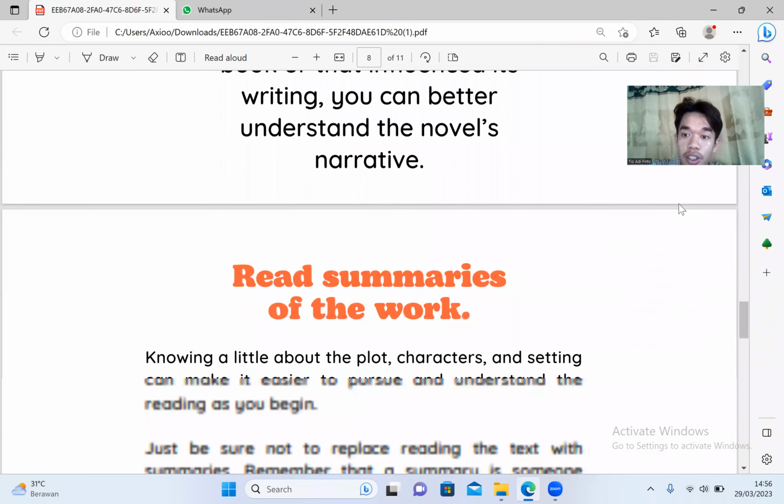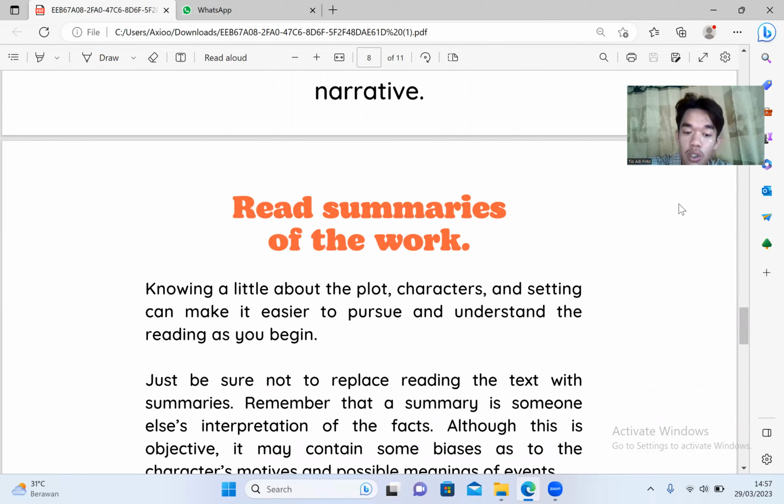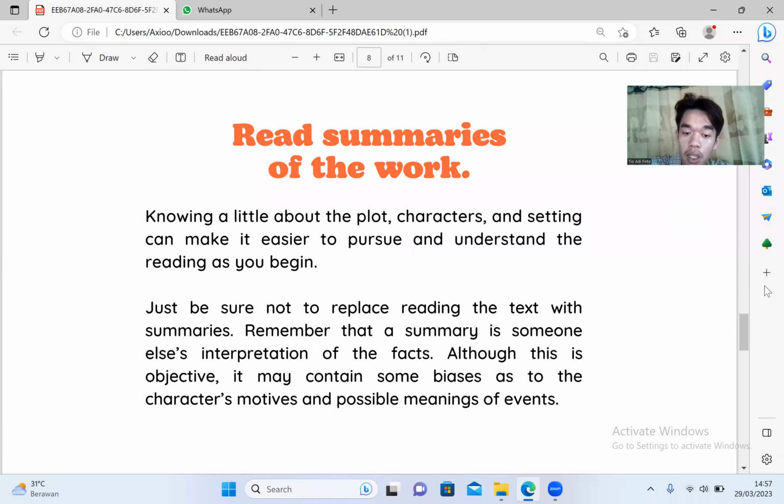And next is read the summary of the work. Knowing a little about the plot, characters, and the setting can make it easier to approach and understand the reading as you begin. Just be sure not to replace reading the text with the summary. Remember that a summary is someone else's interpretation of the facts. Although it is objective, it may contain some bias as to the characters, motives, or possible meaning of events.